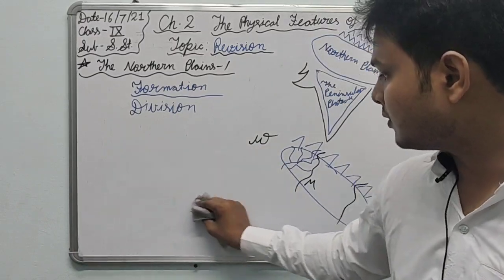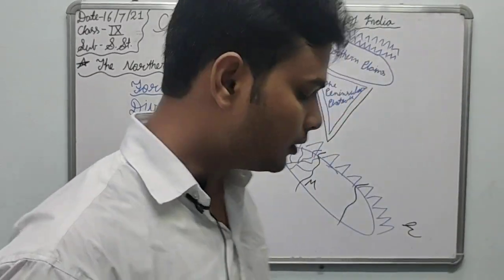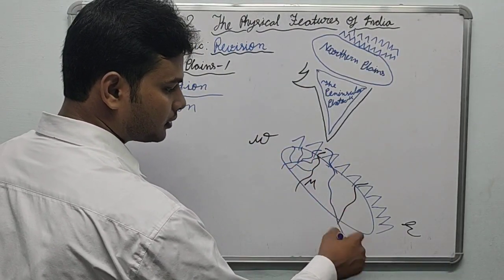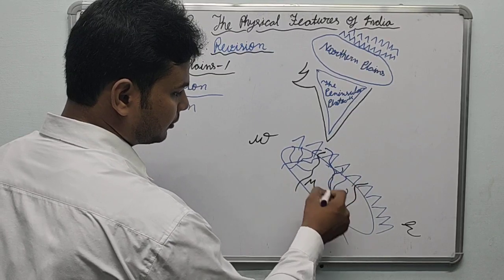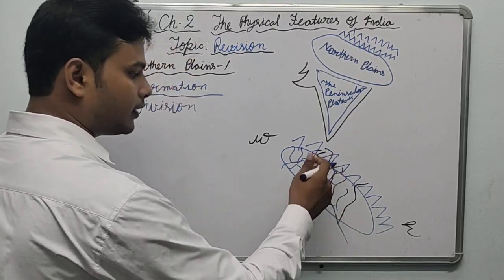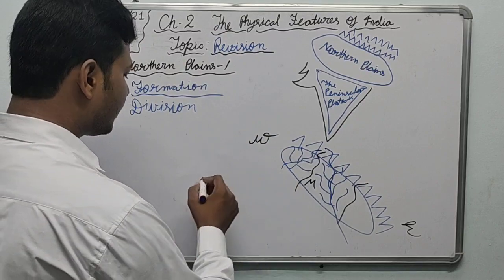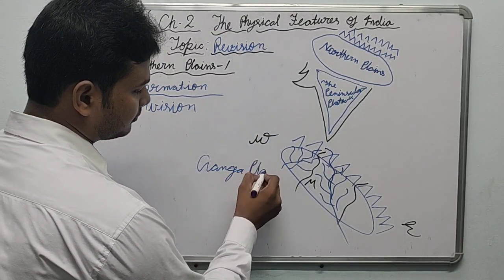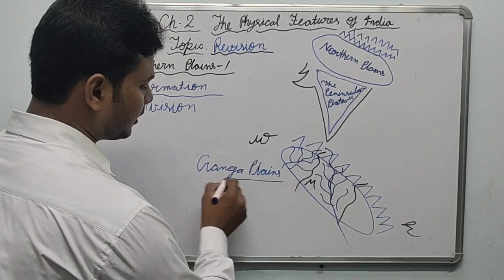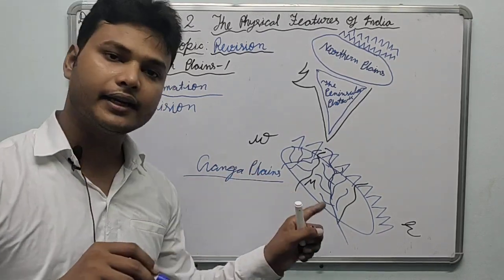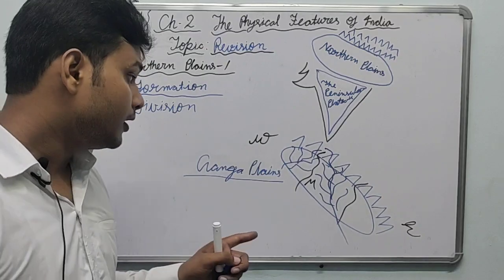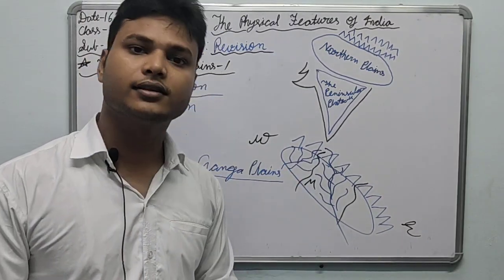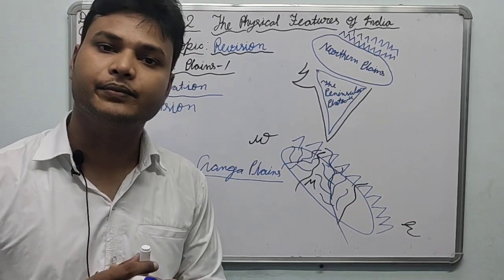And now we will discuss the middle portion. Look, this middle portion is made by a river known as Ganga and its tributaries. This middle portion is made by the Ganga river, that is why it is known as the Ganga plains. There are so many tributaries of Ganga like Gandak, Ghagra, Gomti, etc.